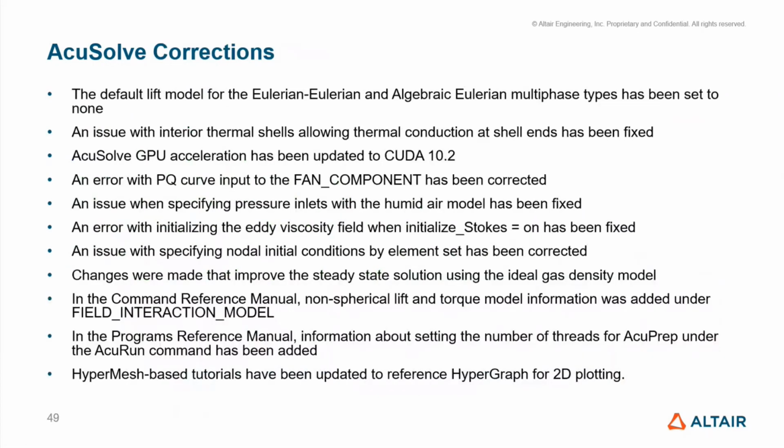Some other bug fixes and updates are listed here. First, the default lift model for Euler-Euler and algebraic Eulerian has been set to none. An issue with conduction in thermal shells, which was allowing heat to leak out the ends of a thermal shell that was inside the model, has been fixed.